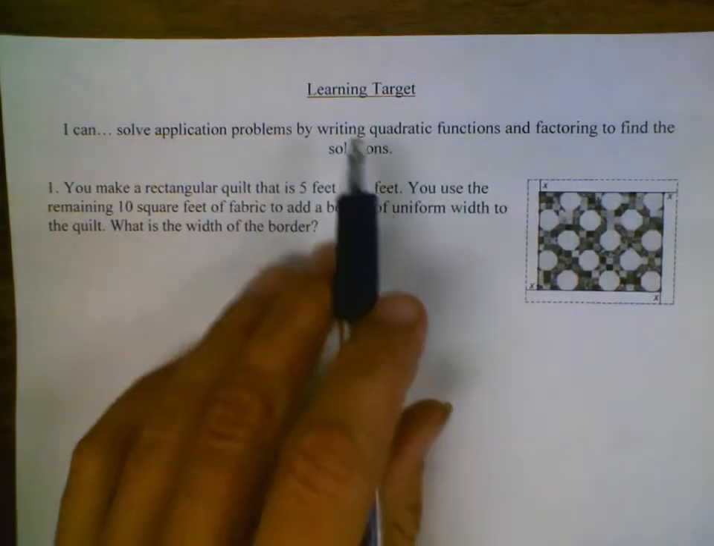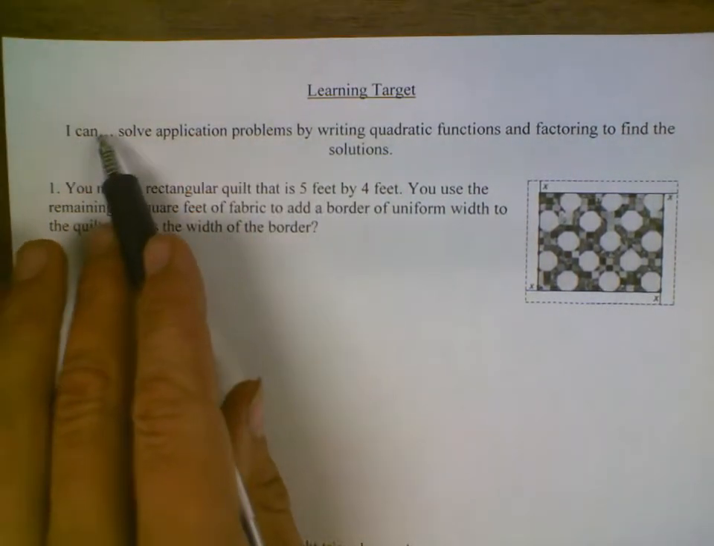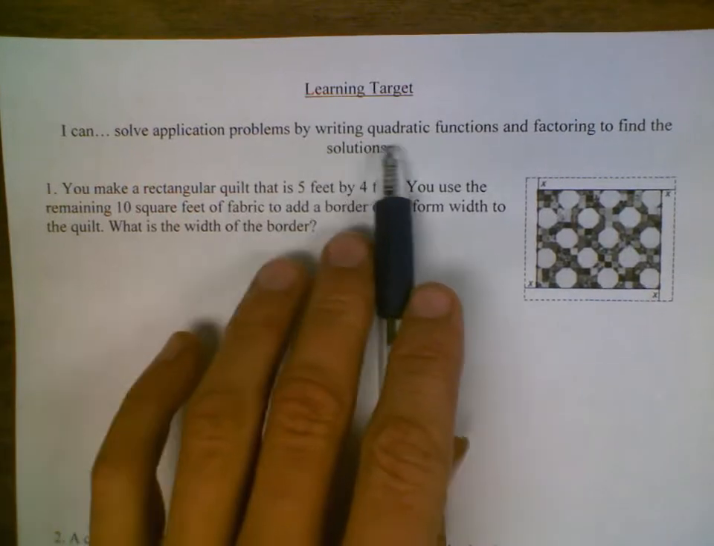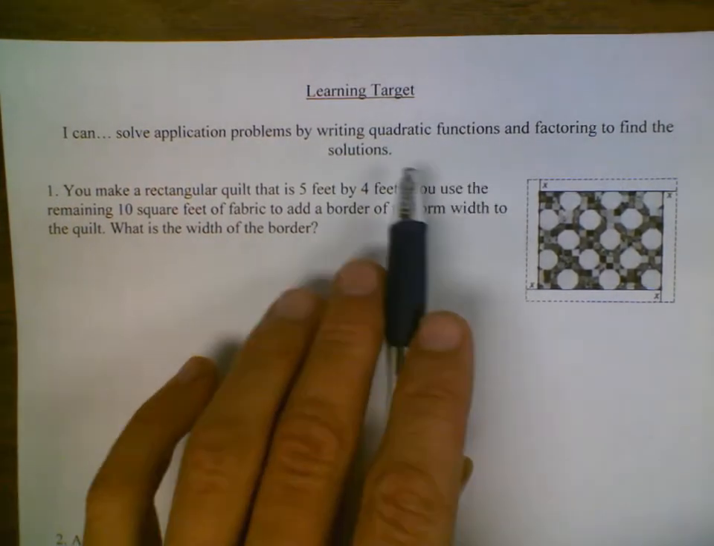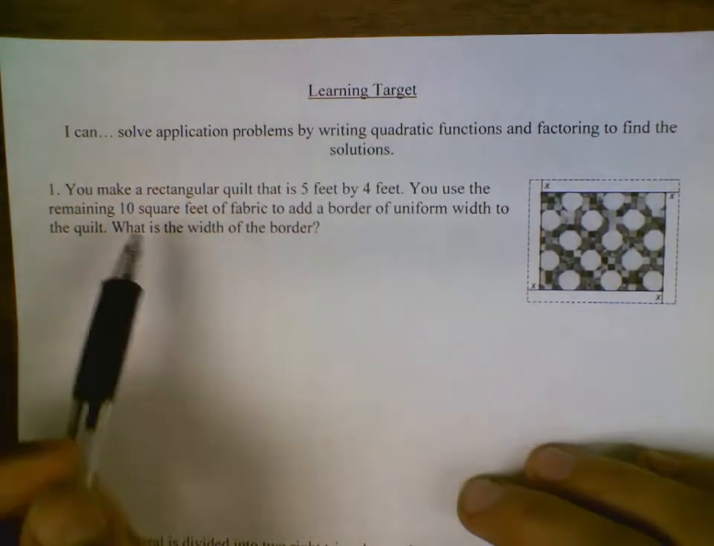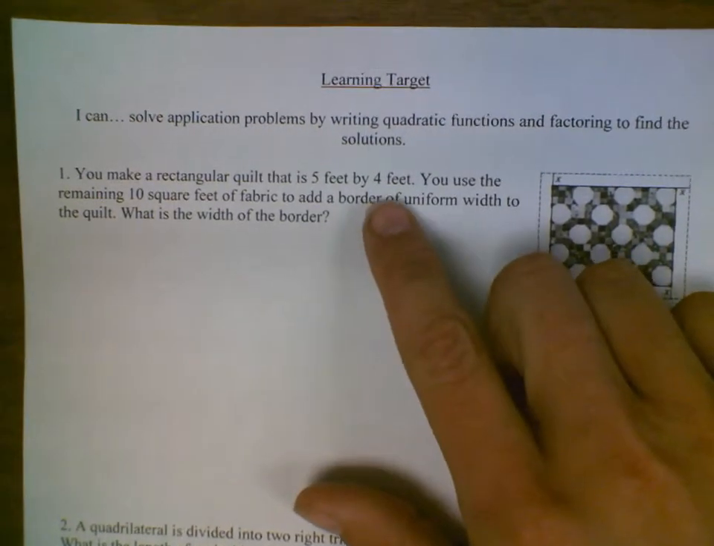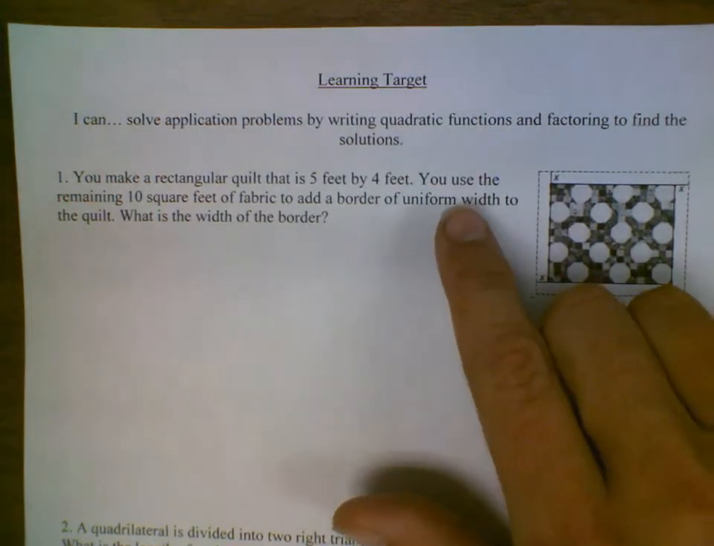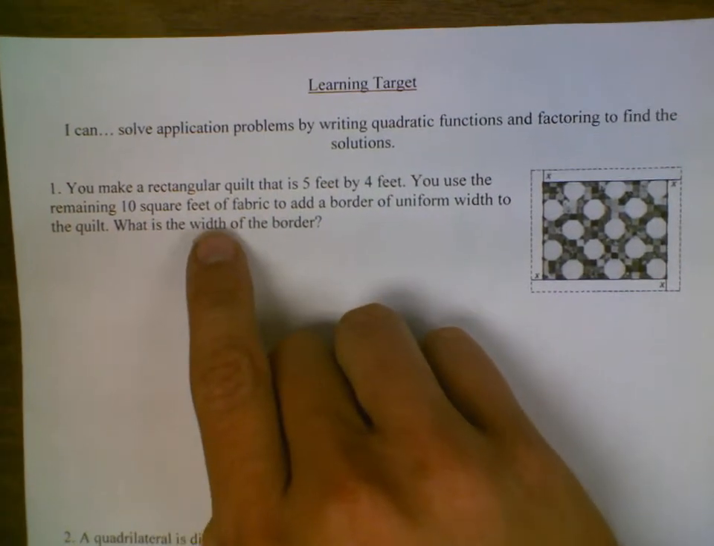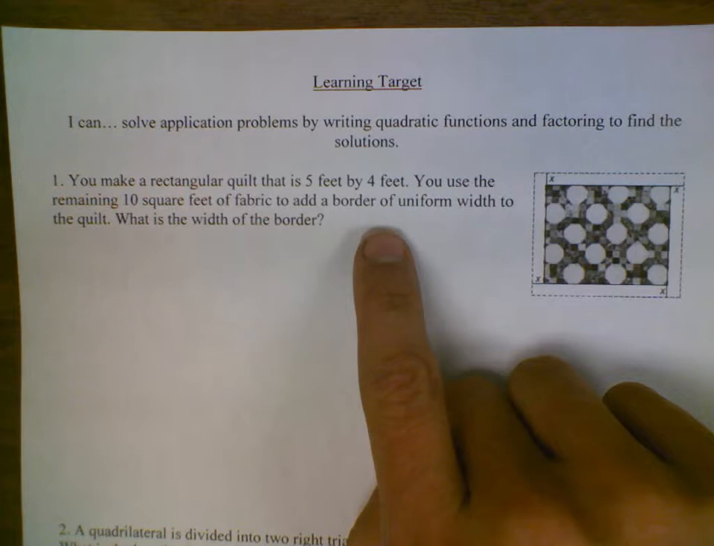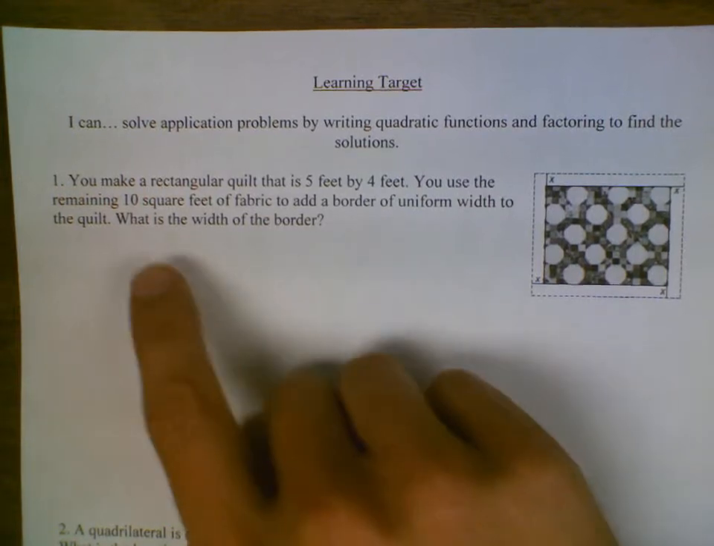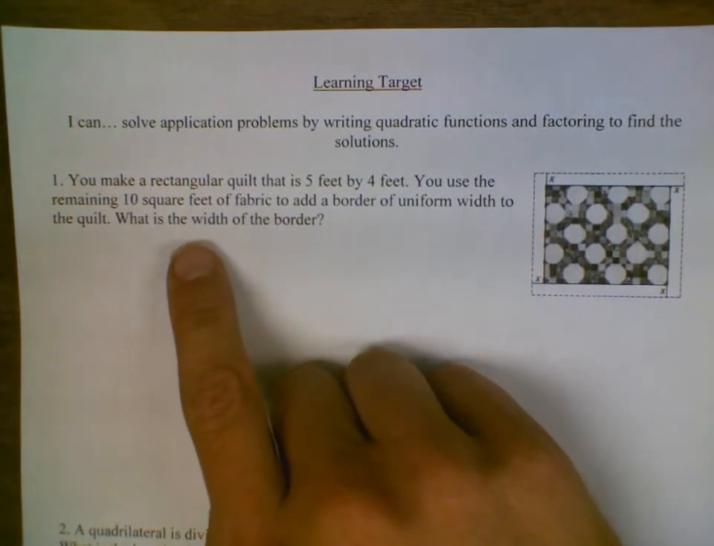In this video, the learning target we're going to look at is I can solve application problems by writing quadratic functions and factoring to find the solutions. So number one says you make a rectangular quilt that is 5 feet by 4 feet and you use the remaining 10 square feet of fabric to add a border of uniform width to the quilt. We want to figure out what the width of the border is.